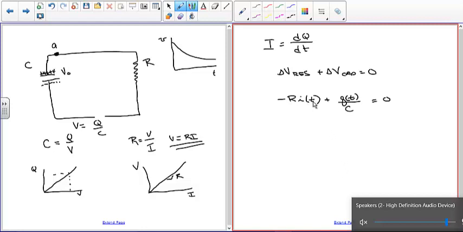So I've got I as a function of time and Q as a function of time, but the current is the derivative of Q with respect to time, so I can replace the current with dQ(t)/dt plus Q(t) divided by C equals 0.